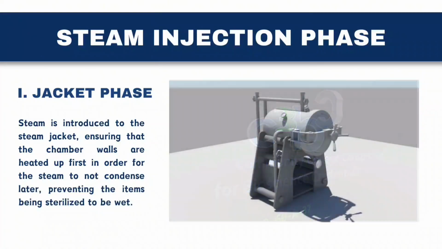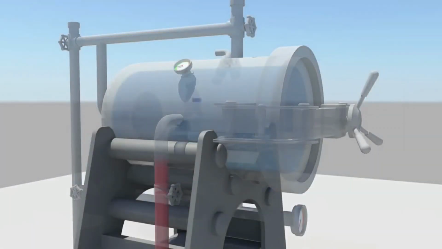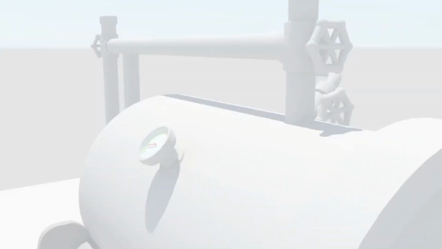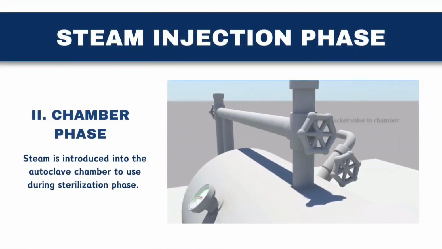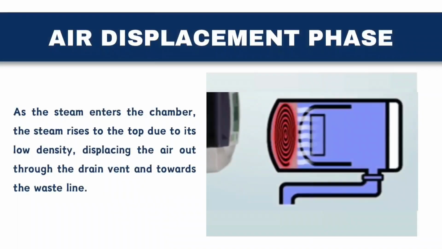Steam injection phase, the jacket phase. Steam is introduced to the steam jacket, ensuring that the chamber walls are heated up first so that the steam does not condense later, preventing the items being sterilized from getting wet. Steam injection phase, chamber phase. Steam is introduced into the autoclave chamber to use during the sterilization phase. Air displacement phase. As the steam enters the chamber, the steam rises to the top due to its low density, displacing the air out through the drain vent and towards the waste line.